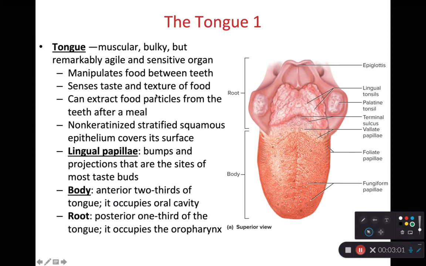As we look at our tongue, it is very muscular and bulky. It used to be really common to find beef tongues for sale at the grocery store, but it's becoming less so now. And as we look at our tongue, it's broken up into two big areas.